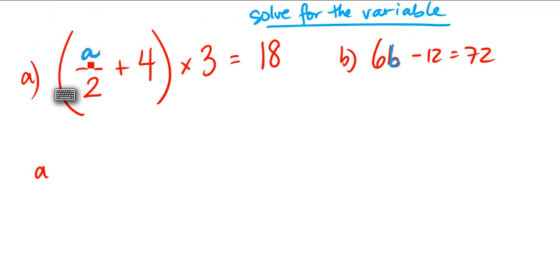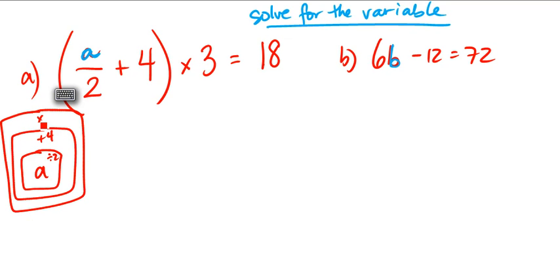Well, a was first divided by 2. So my first box is a divided by 2. After that, I added 4 to it. And then at the very end, I multiplied it by 3 to get my answer 18. So inspection means working backwards to get back to a.